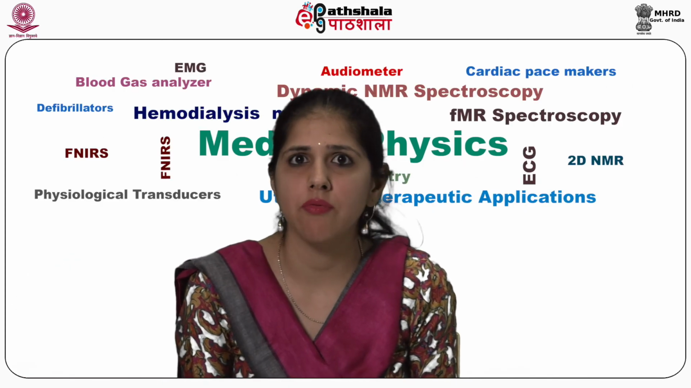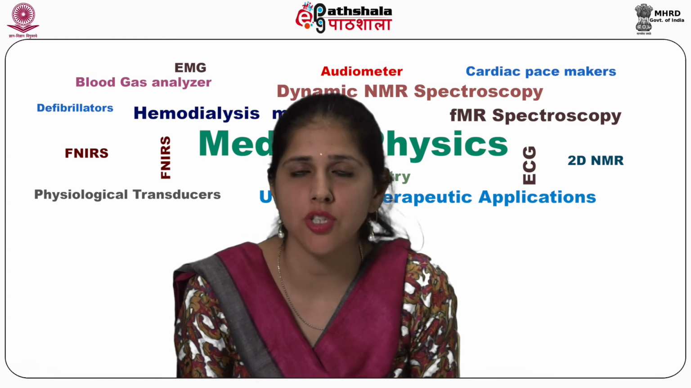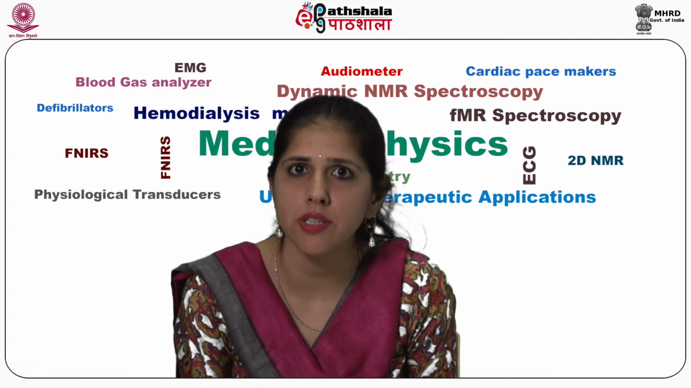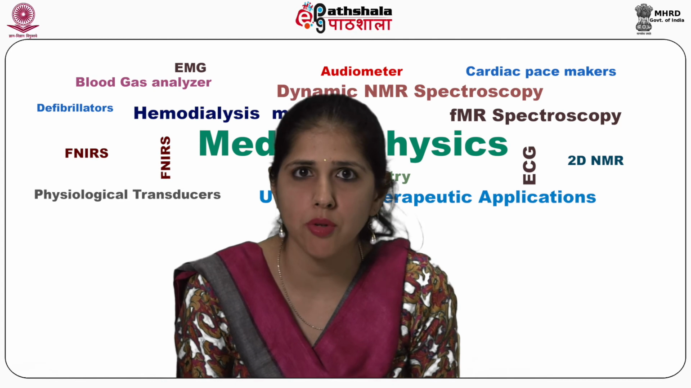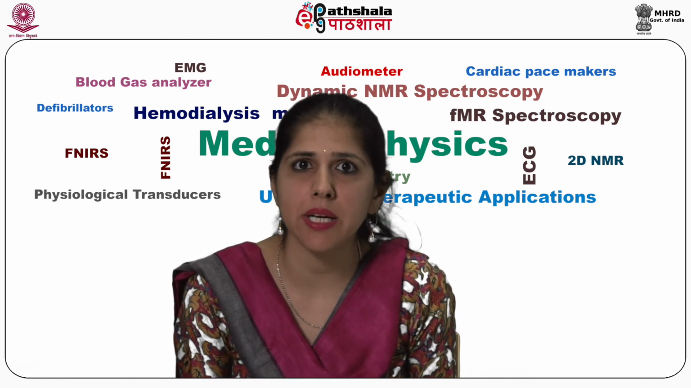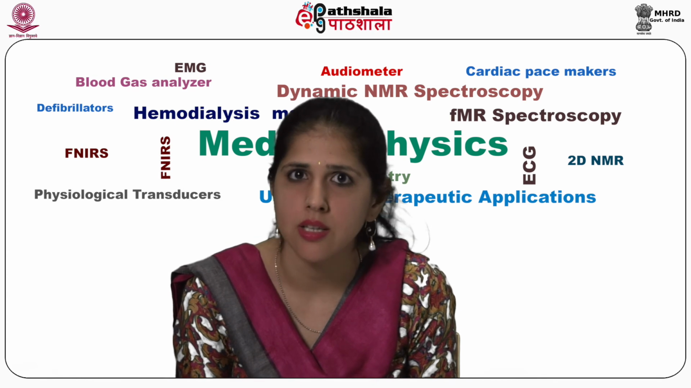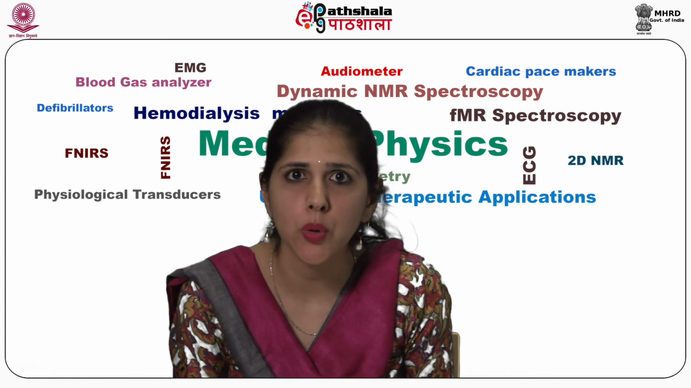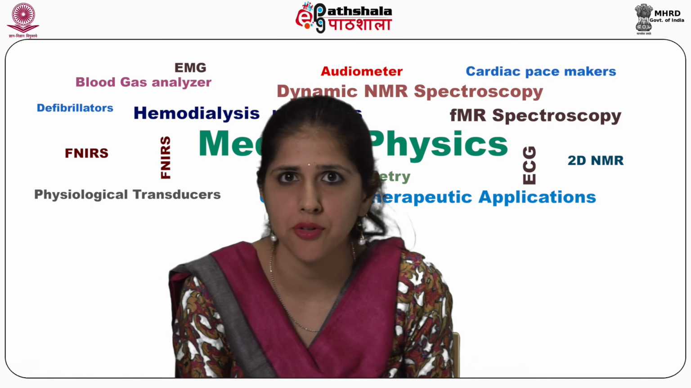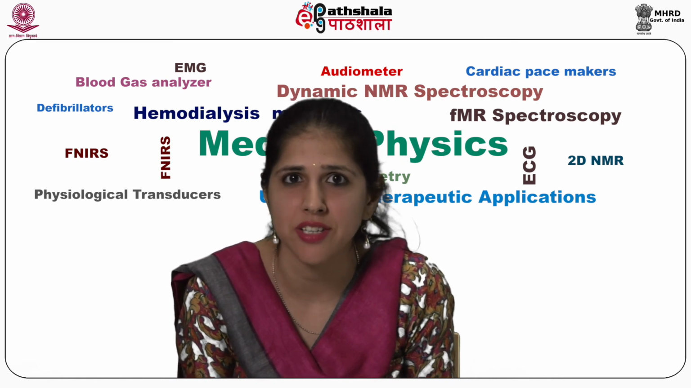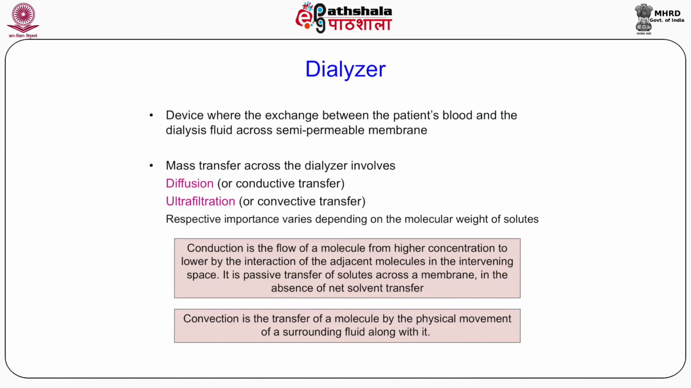To begin with, we'll start with the dialyzer, which is the most important component of the process of hemodialysis. Now, the dialyzer is basically a device which has that semi-permeable membrane that we discussed. We are pumping the patient's blood into it, and it already has the known electrolyte solution which we call the dialysate solution, across which the process of exchange would occur.